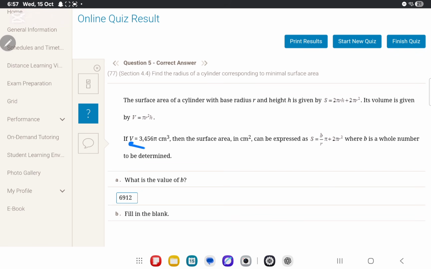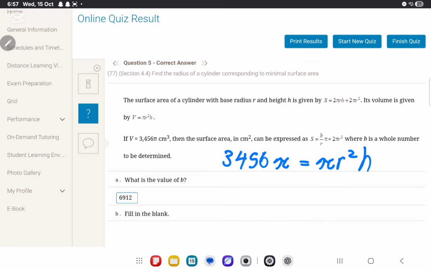I have the volume given to me. So 3456 pi is equal to pi r squared h. Now I'm not going to do anything yet. I'm going to express one in terms of the other.